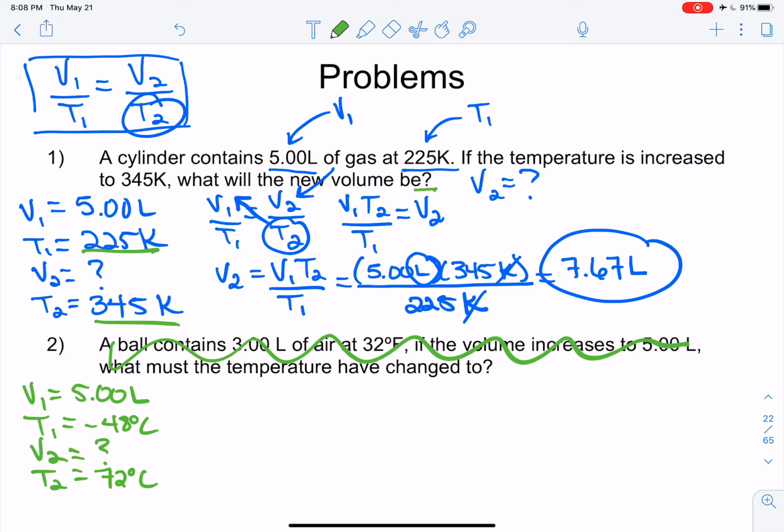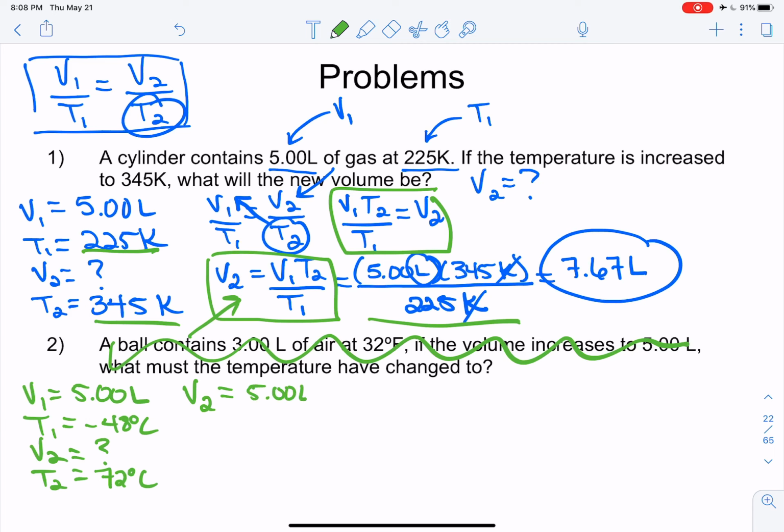Now you guys can see that we've already solved for V2 in these 2 spots, so we would just need to plug and chug with our new Celsius temperatures. So we would have V2, and I'm just plugging and chugging with that equation right there. And V1 is 5 liters. And then we have T2, which is 72 degrees Celsius. And then we have T1, which is negative 48 degrees Celsius. And the Celsius, excuse me, cancels out. And our answer is negative 7.5 liters.